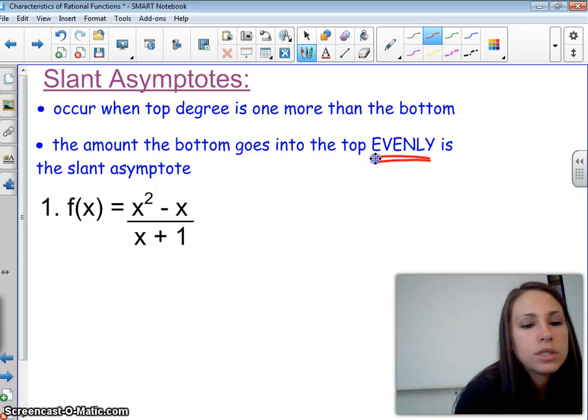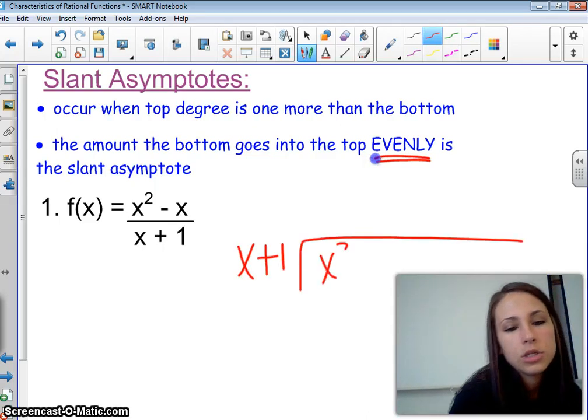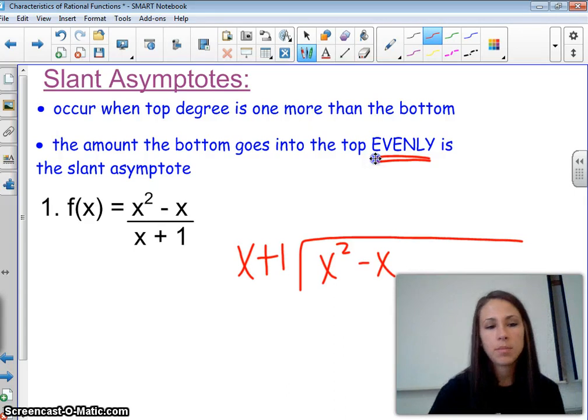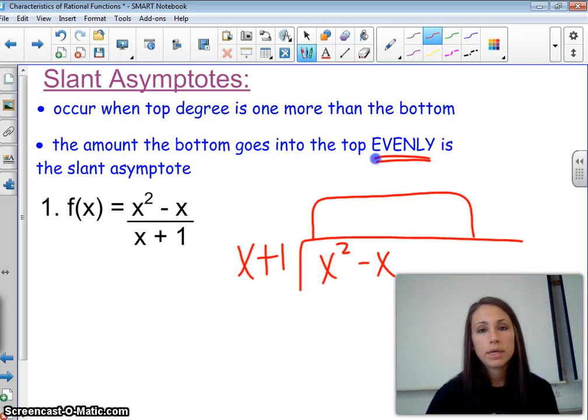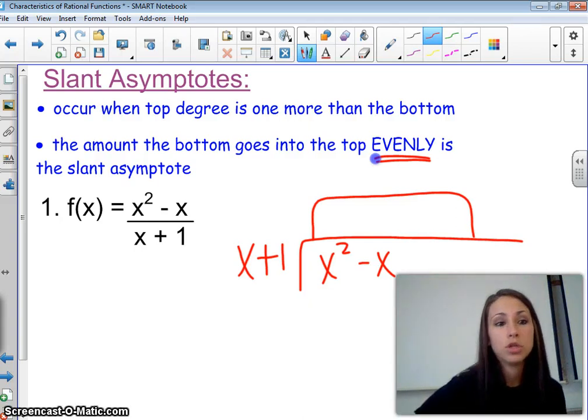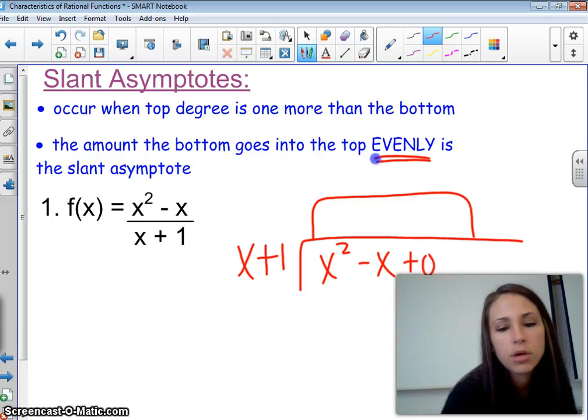So what I'm going to do is take the bottom, divide it into the top, and whatever comes out evenly up here is what my slant asymptote is going to be. So we don't care about the remainder. You don't give a care about the remainder when you are finding slant asymptotes. So I'm going to go ahead and put a plus 0 on the end here.